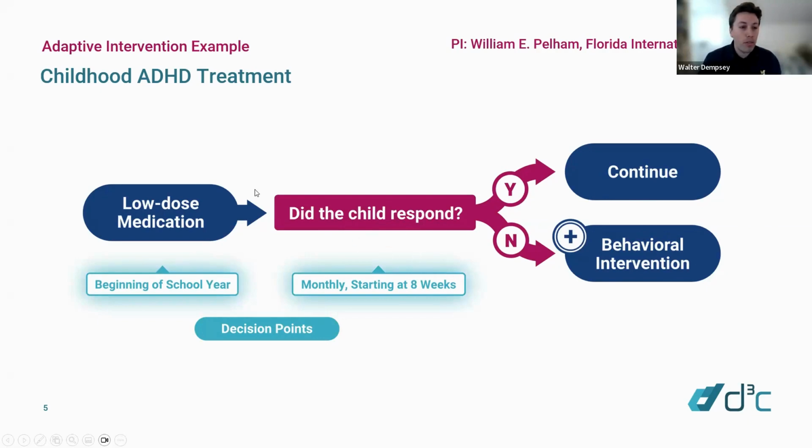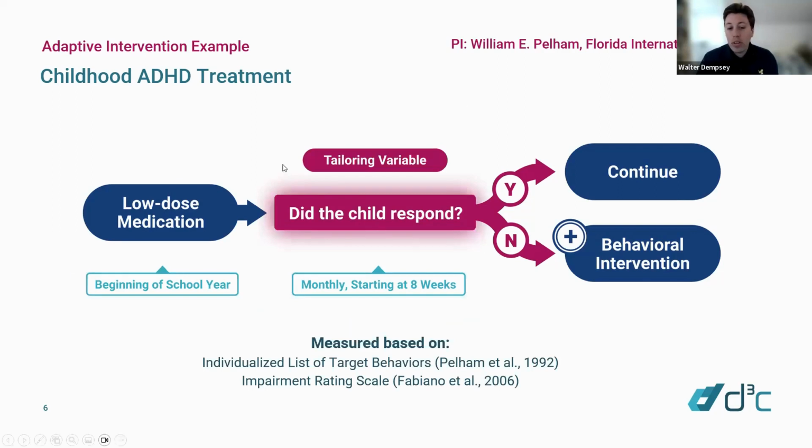So I want to point out multiple components of what's going on in this adaptive intervention. The first is that we're going to be monitoring this individual monthly. And this is what we talk about as decision points. Decision points are the moments at which we're going to decide what to do or how to change treatment. So in this particular case, decisions are made monthly, starting at 8 weeks.